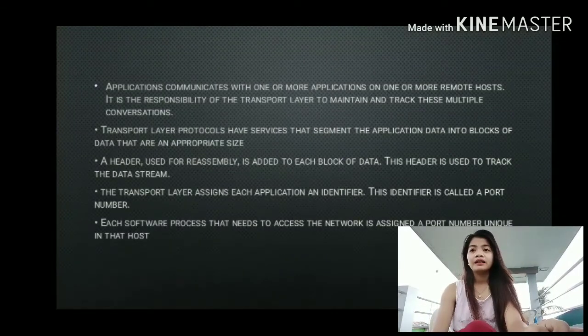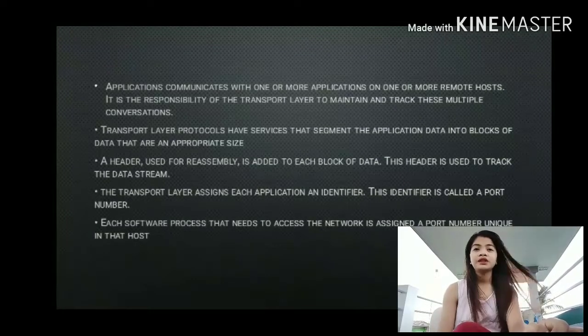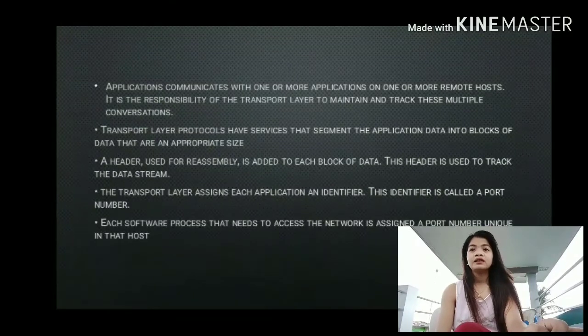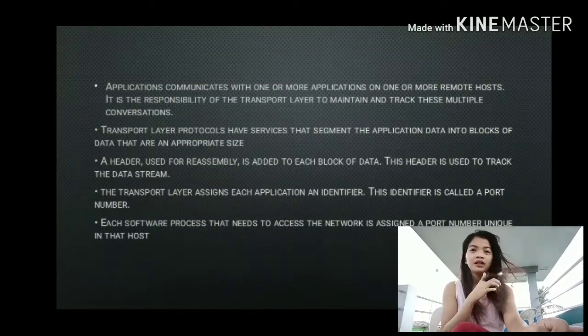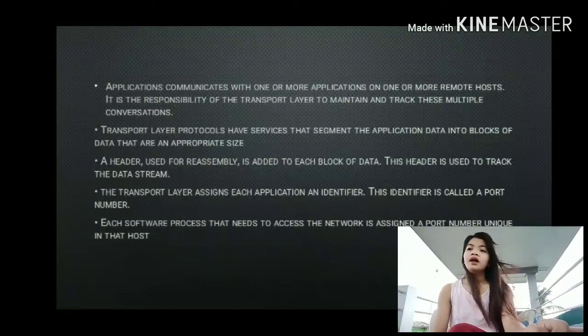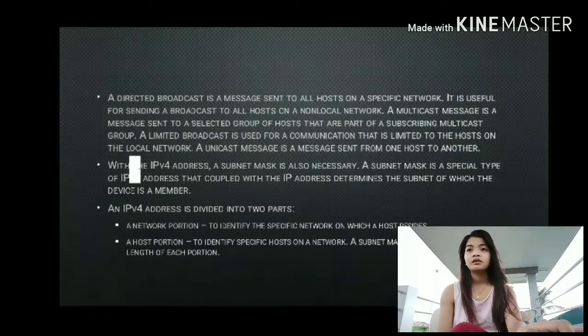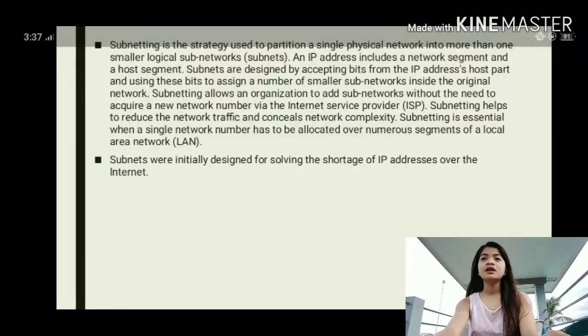With the IPv4 address, a subnet mask is also necessary. A subnet mask is a special type of IPv4 address that, coupled with the IP address, determines the subnet of which the device is a member. An IPv4 address is divided into two parts, a network portion and a host portion. The network portion identifies a specific network on which a host resides. The host portion identifies the specific host on a network, as subnetworks or subnets.